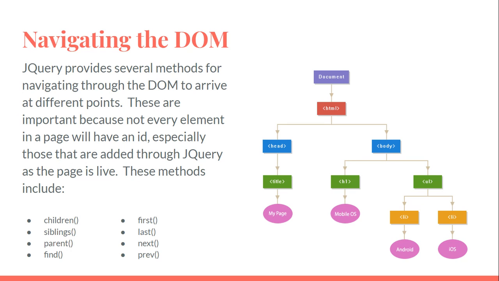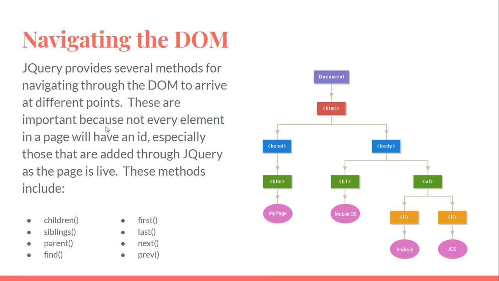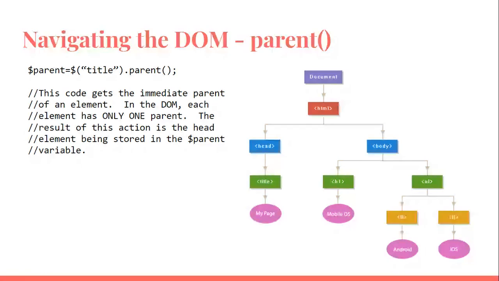As I said before, we're going to be altering this. We're going to be adding things and deleting things, things being HTML tags, live. So far, we've just changed the content of them or changed the style of them. Now we're going to be creating new HTML tags that weren't there before or deleting HTML tags that were there. So we'll be talking about children, siblings, parent, first, last, next, previous, and the find methods in this lecture. So let's start with parent.